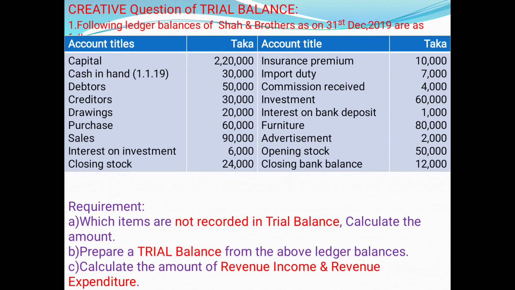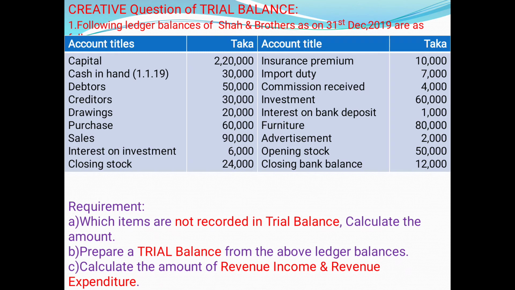Interest on investment: investment is one kind of asset, but interest on investment is one kind of revenue or income. Closing stock, in general concept, is not recorded in trial balance. Insurance premium is one kind of expense. All expenses are debit, so insurance premium is debit. Import duty, export duty or excise duty, any kind of duty is always an expense.